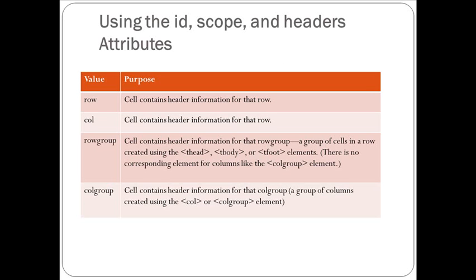Again, if the value is row, the cell contains header information for that row. If it's col, the cell contains header information for that column. A rowgroup, the cell contains header information for that row group, a group of cells in a row created by using the thead, tbody, or tfoot elements. There is no corresponding element for columns like the colgroup element. And then colgroup, the cell contains header information for that column group, which is a group of columns created using the col or colgroup element.